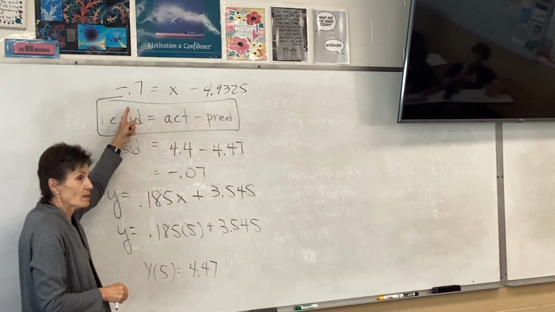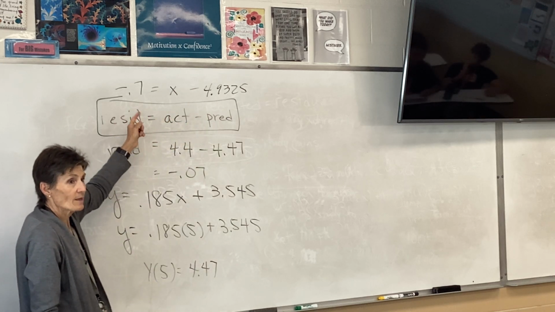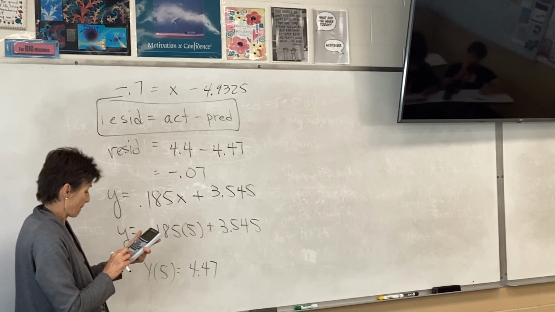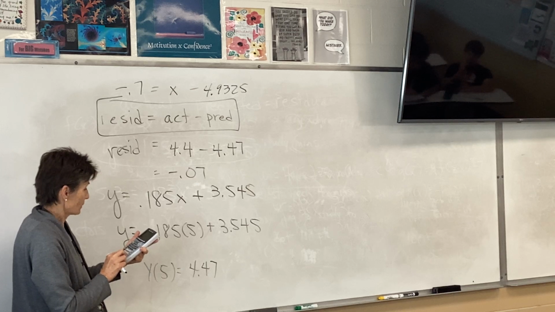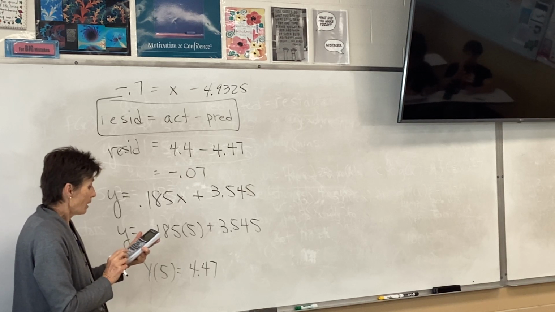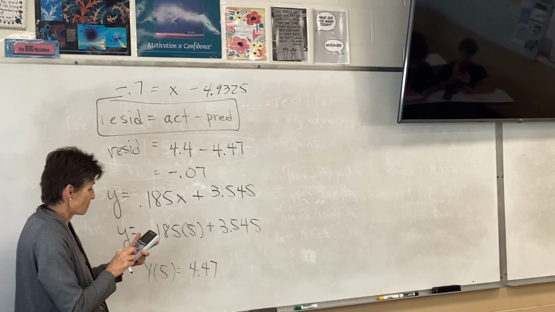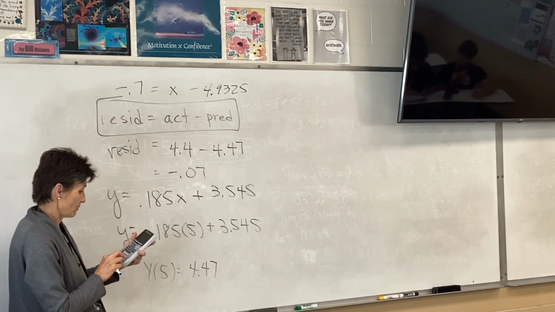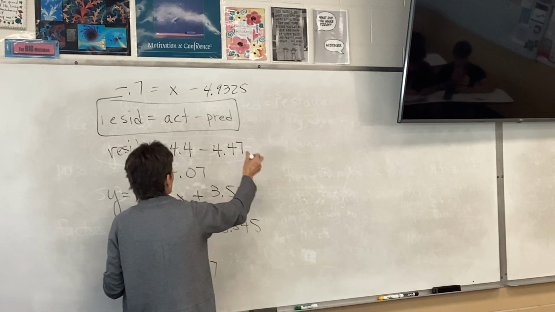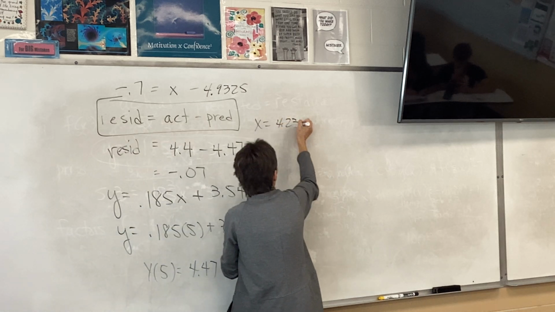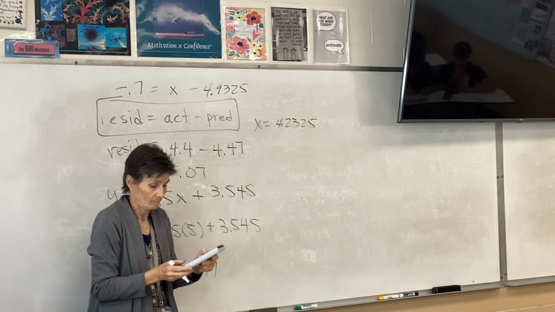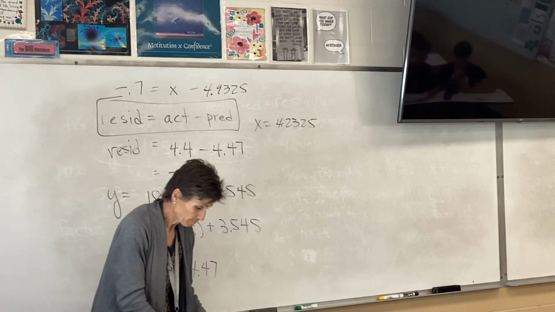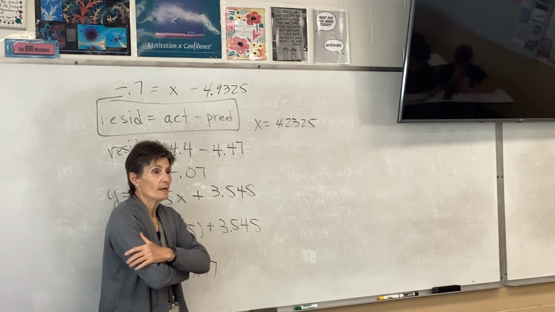Now, look at that. That's like a second grade equation. We can solve that, right? So what is the actual weight of the baby? The answer is 4.2325. Okay, everybody good?